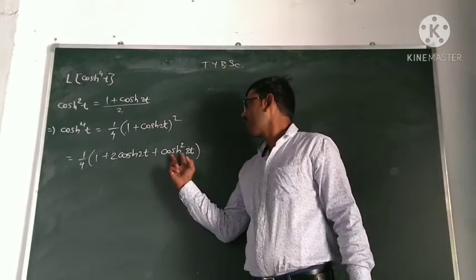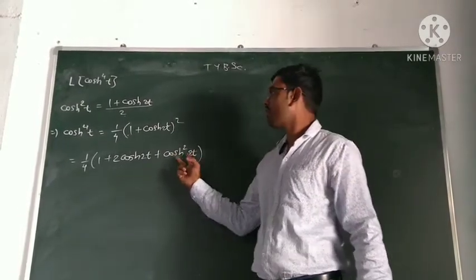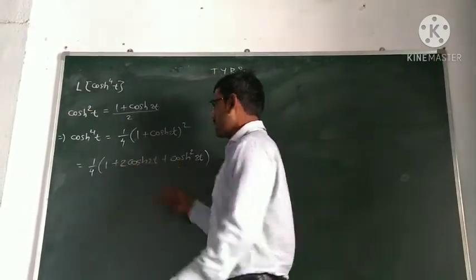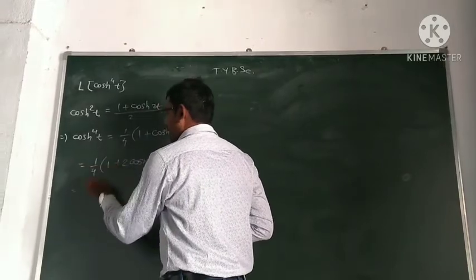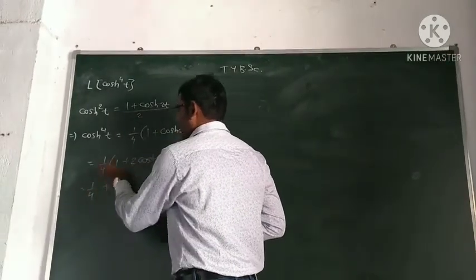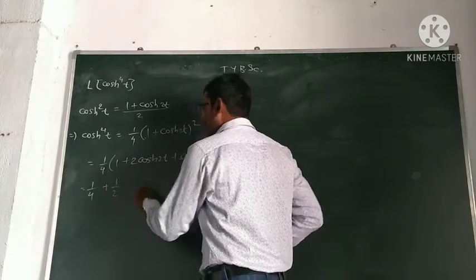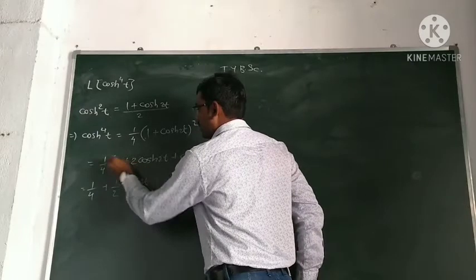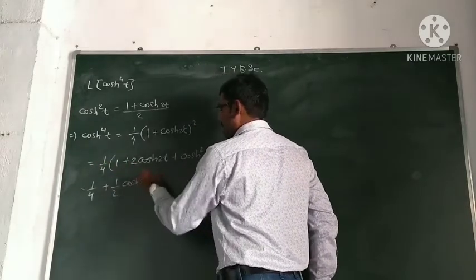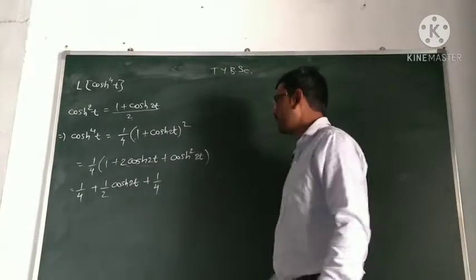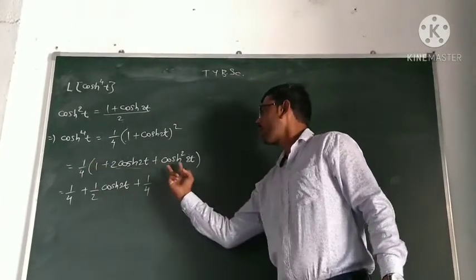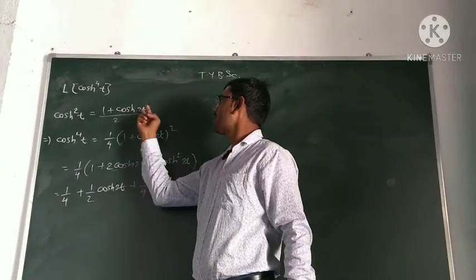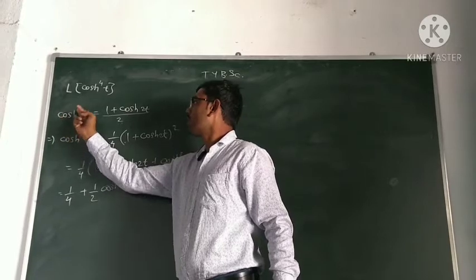Now again here is cos h square 2t. We know the formula of cos h square t, so we can find cos h square 2t also. So this is equal to 1 by 4 into 1, so 1 by 4, plus 2 by 4, that is 1 by 2 into cos h 2t, plus 1 by 4 into cos h square 2t. But we know the formula of cos h square t, which is equal to 1 plus cos h 2t upon 2. So we can find cos h square 2t also.